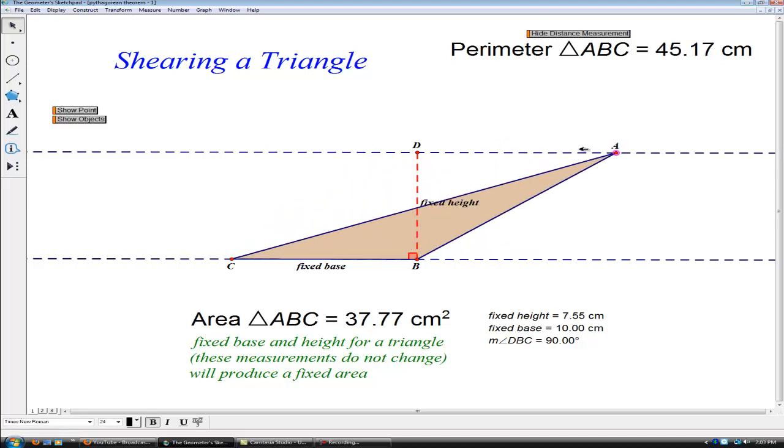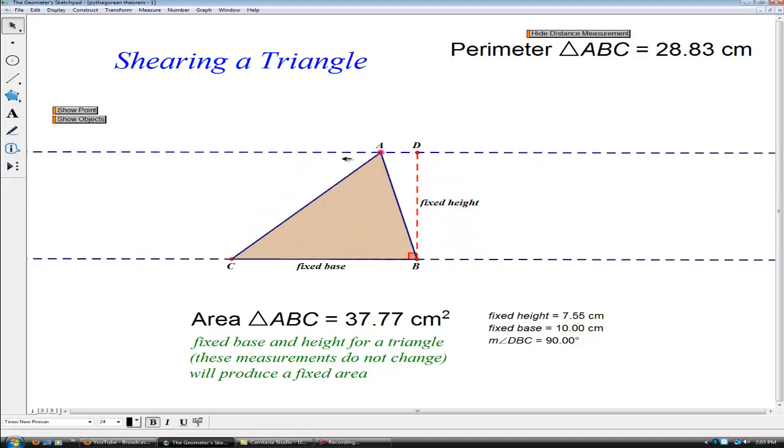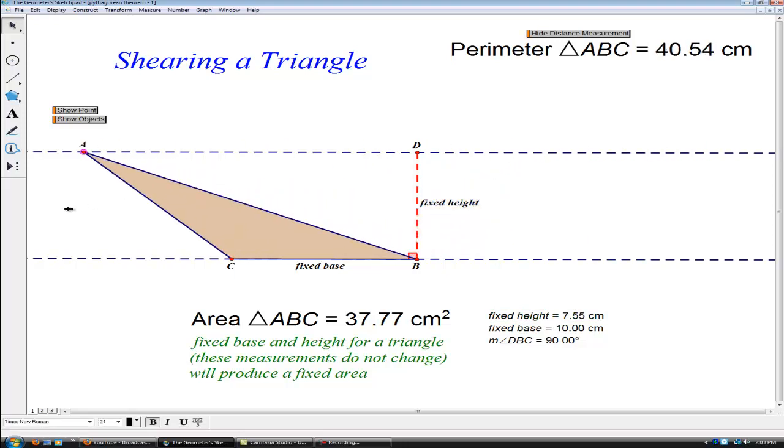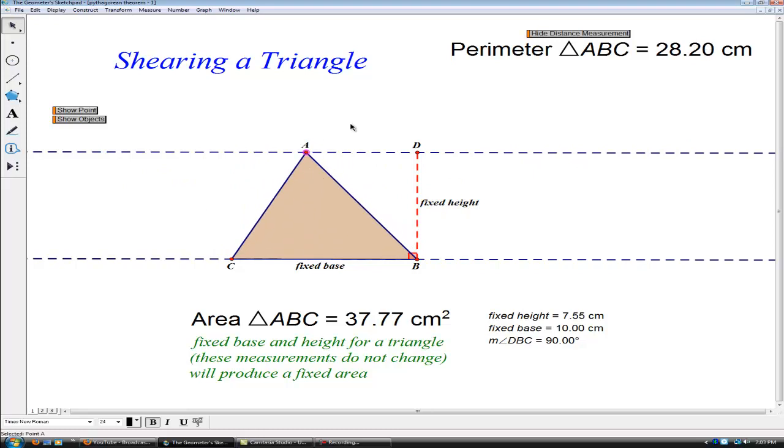The purpose of this construction is to demonstrate that, given a fixed base, this segment turning red here, and notice that its measurement is not changing as I drag the opposite vertex of the triangle. The other piece that's not changing is this fixed height, BD here. This property of base and height being perpendicular, also measured with this angle, is true for any base and height of a triangle.